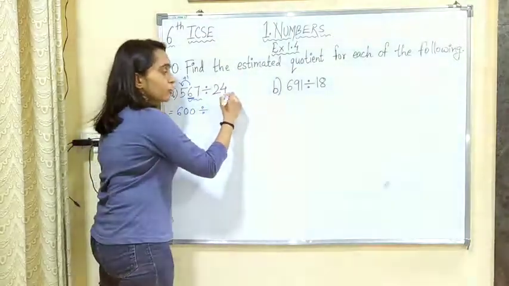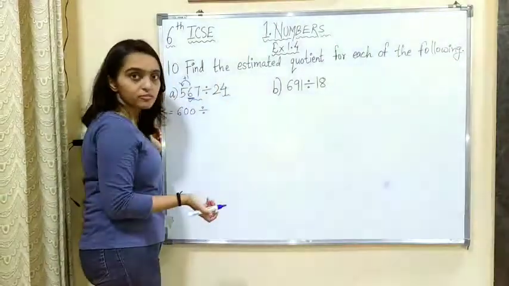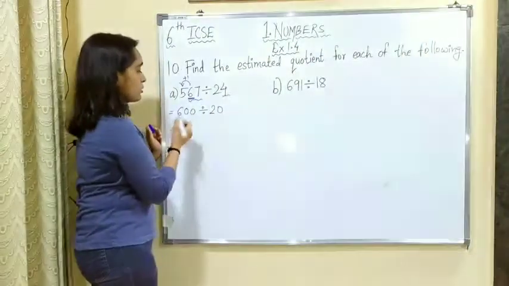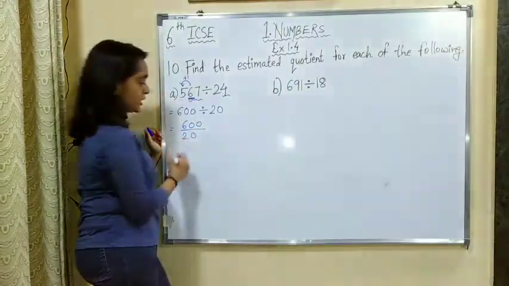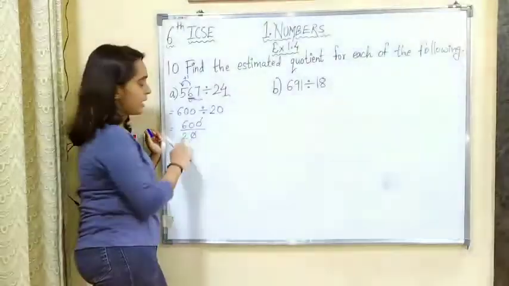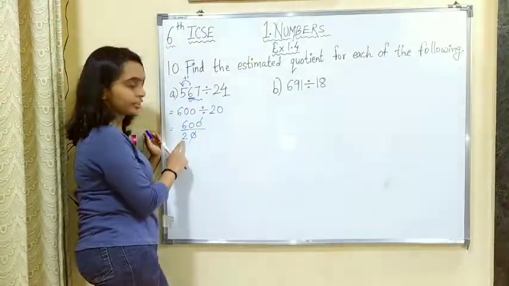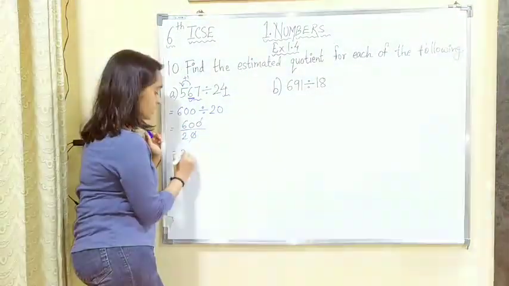Here 4 is at units place. So it is less than 5. So we will just replace it by 0. Now we have 600 divided by 20. So 0 goes off, and 60 divided by 2. So 6 divided by 2 gives you 3 and this 0. So that is 30.